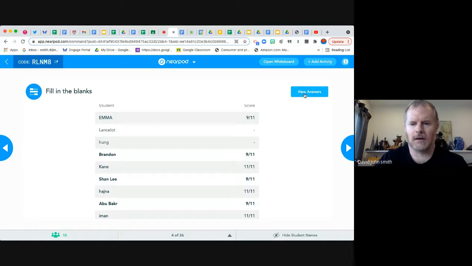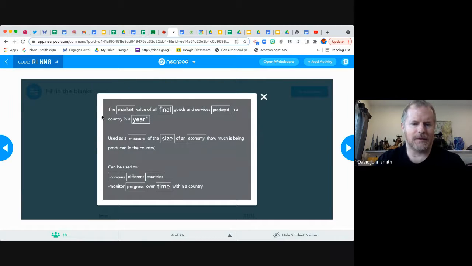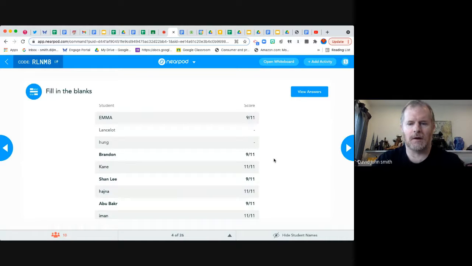Right. Now this is what we were looking at here, right? This was our definition for GDP: the market value of all final goods and services produced in the country in a year, used as a measure of the size of the economy, and is used to compare different countries and also to monitor the economic progress, the growth of the country over time.